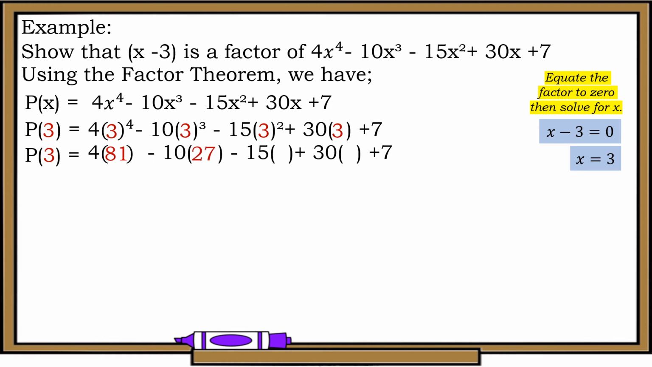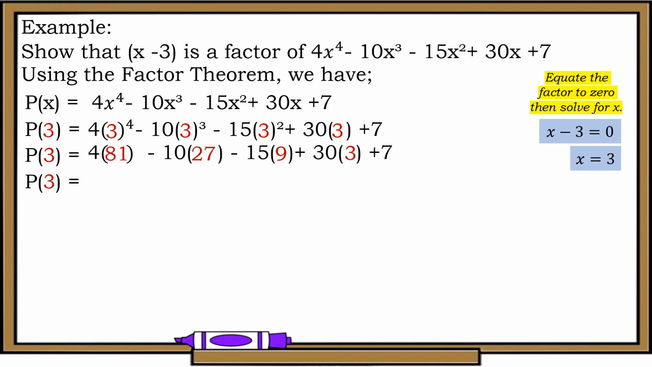So the answer is 27. 3 square is 3 times 3, 9. Then we have here 3, then plus 7. Yan. Pwede na natin siyang i-multiply kasi wala ng exponent.